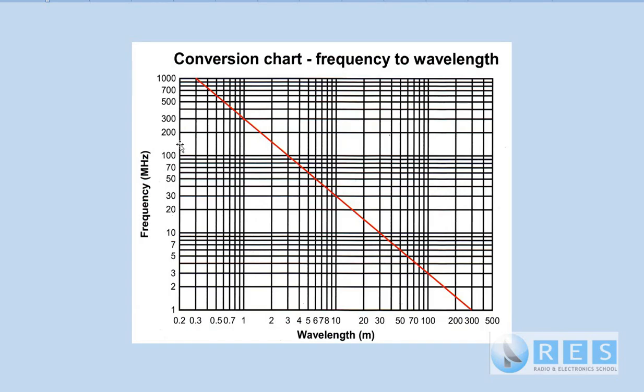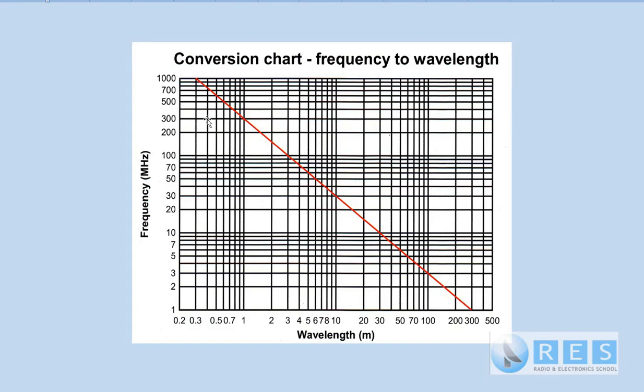So we want to know the wavelength of 144 to 148 megahertz. So there's 100, there's 200. So 149 is about here somewhere. All we do is draw a line across till we hit the red line. When we hit the red line, we draw a line down and we read off the wavelength. So 144 to 148 megahertz is the 2 meter band, or has a wavelength of 2 meters.